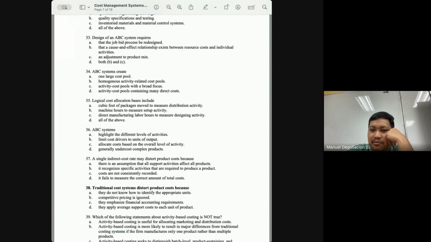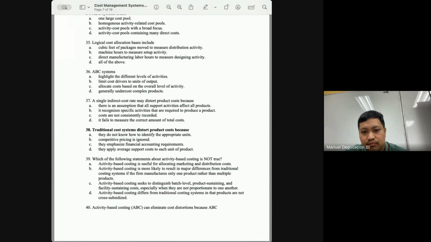36, ABC systems highlight the different levels of activities. Yes. Limit cost drivers to units of output. No, the opposite is true. C, allocate cost based on the overall level of activity. Again, no. Generally undercost complex products. No, that's what we try to solve in activity-based costing. So the answer number 36 is alpha.